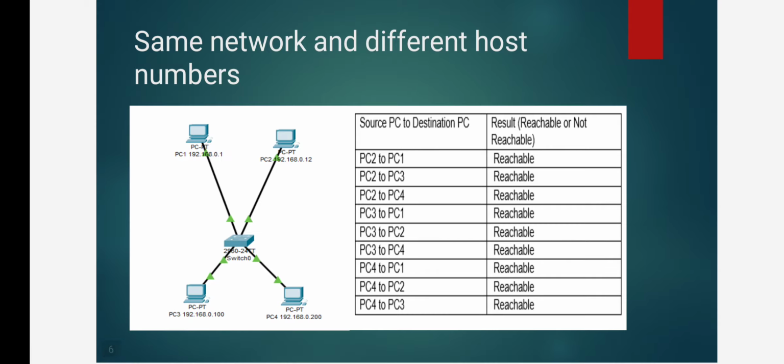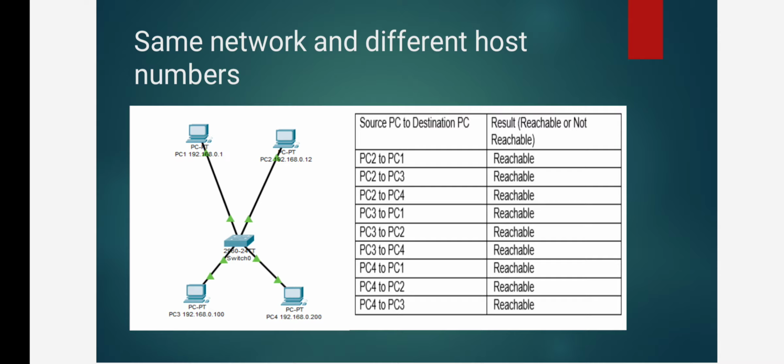We have here the same network and different host numbers. In the left side image, we have PC1, PC2, PC3, and PC4. PC1 has an IP address of 192.168.0.1. PC2 has 192.168.0.12. PC3, 192.168.0.100. PC4, 192.168.0.200.